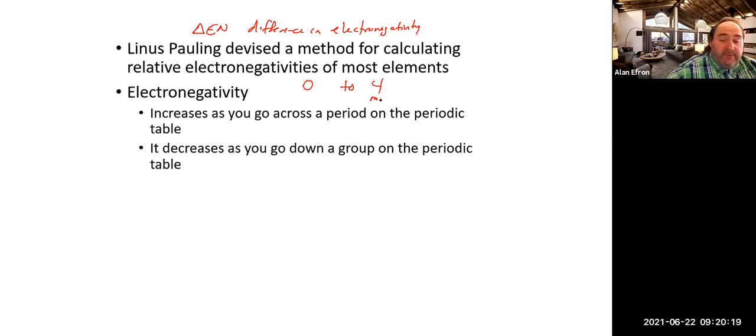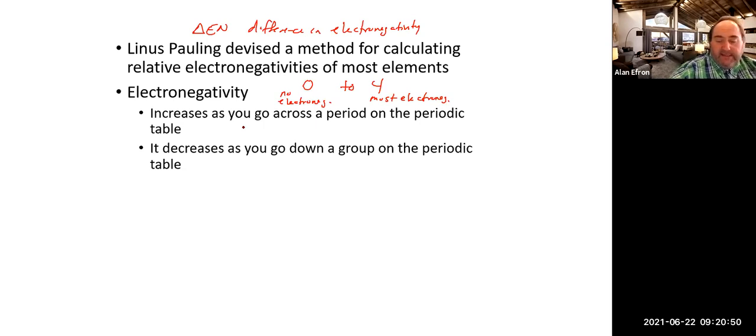4 is the most electronegative, and 0 being not so much, so no electronegativity. These are the values that he assigned to each of those elements, and it does fit with the general trend that we've been talking about: as you go up on the periodic table and over, more electronegative. As you go down and to the left, least electronegative.